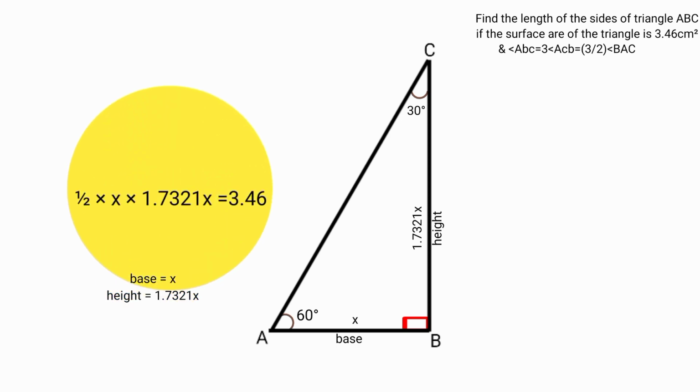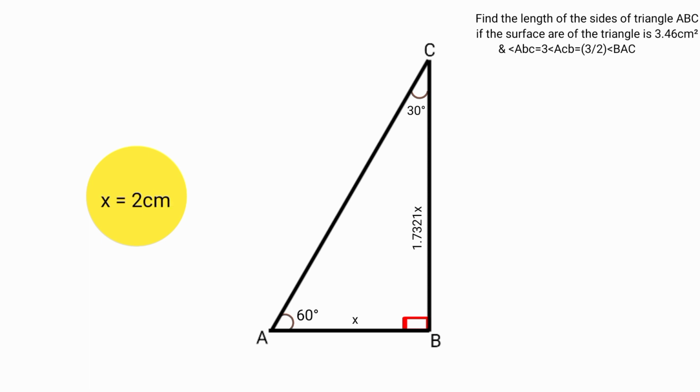So substituting the values here, 1/2 times x times 1.7321x equals 3.46. 1/2 times 1.7321x is 1.7321x squared over 2. 1.7321 over 2 is 0.86605. So 0.86605x squared equals 3.46. Dividing both sides by 0.86605, x squared equals 3.46 over 0.86605. Finding the square root of both sides now, x equals the square root of 3.46 over 0.86605, which if you press your calculator equals 1.9988. So x equals 2 centimeters.